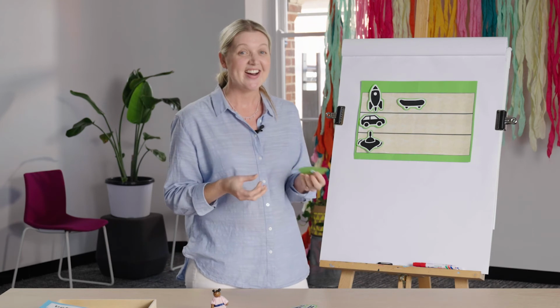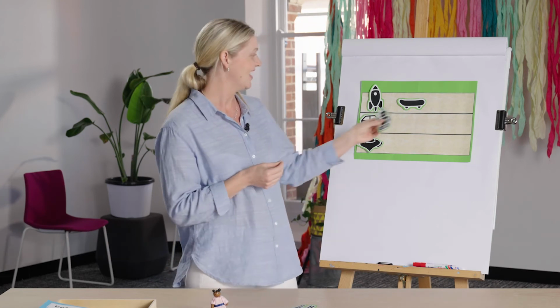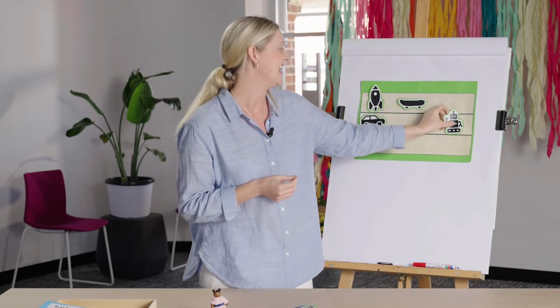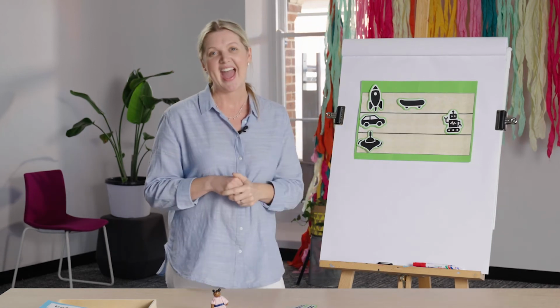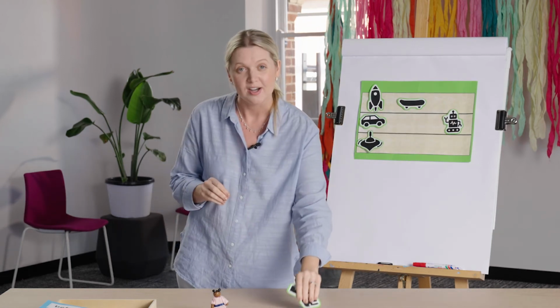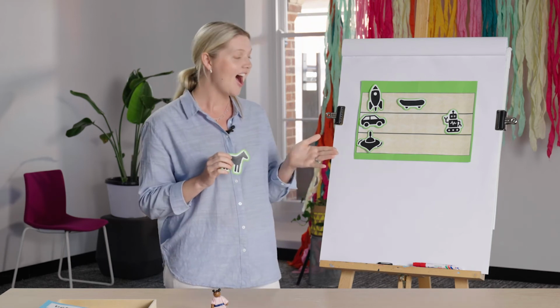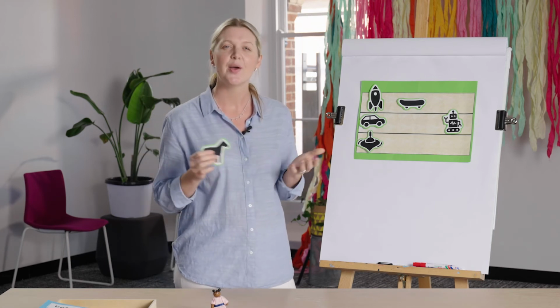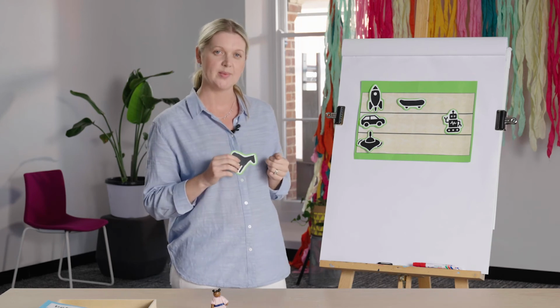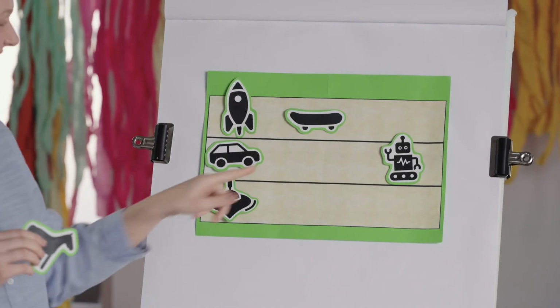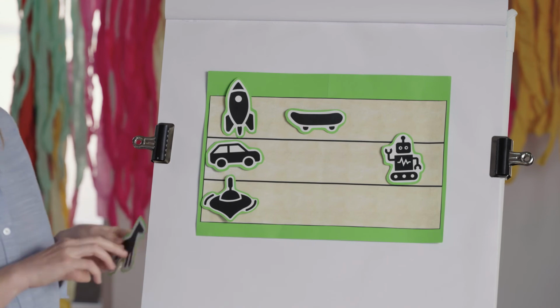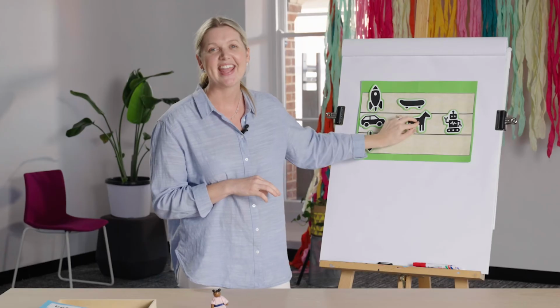The robot needs to go on the middle shelf. So let's put the robot here. And finally, the horse needs to go in between the car and the robot. Where would in between be? Did you say here? Well done. Thanks for helping Ollie pack her toys away in the correct position.